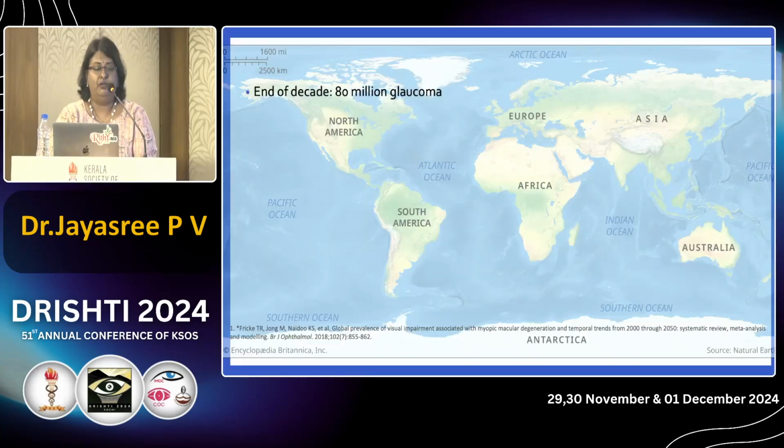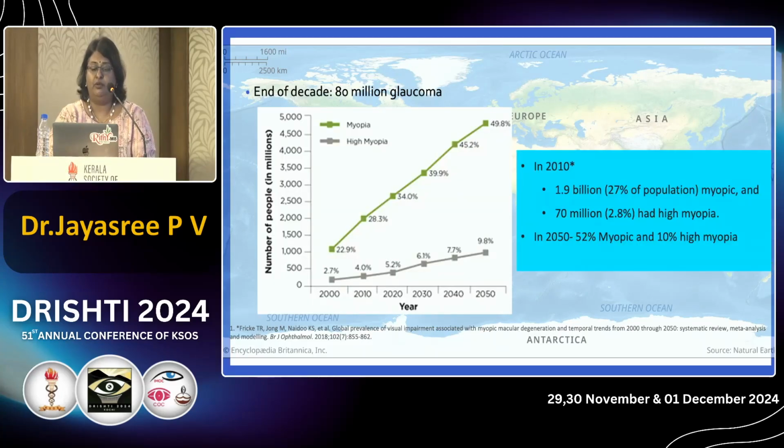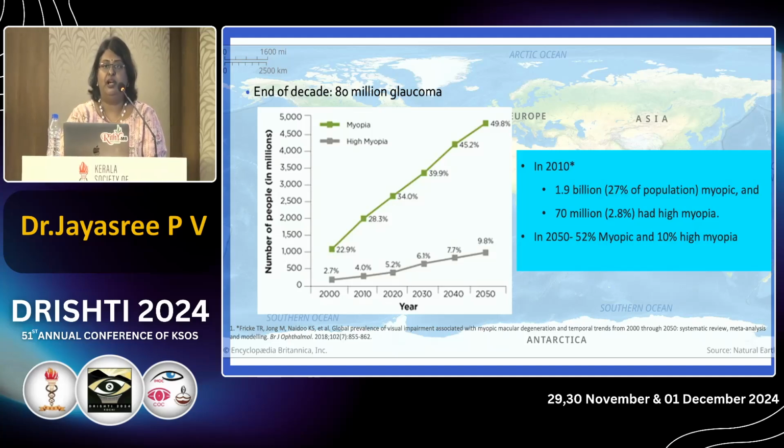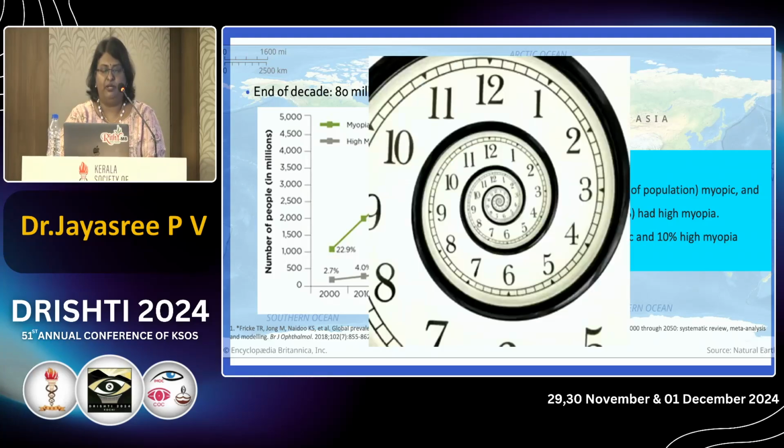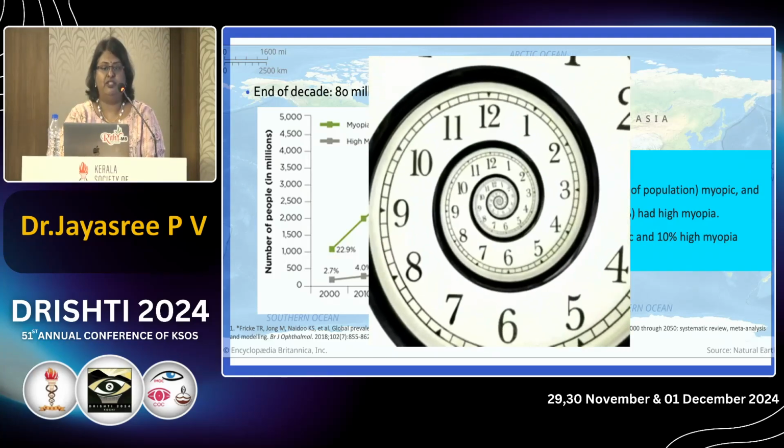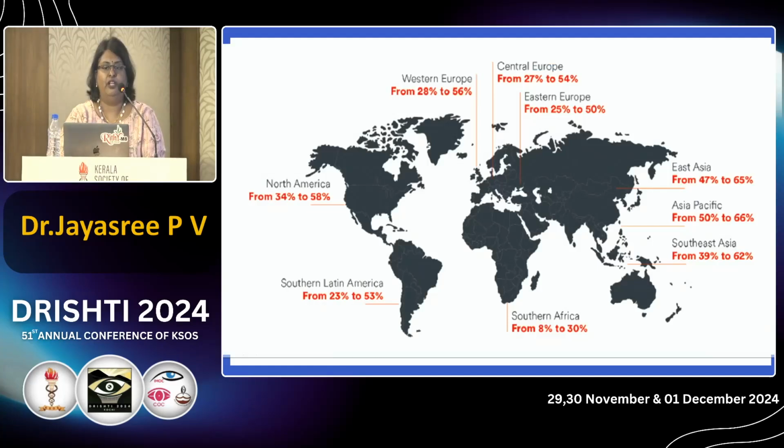But first, about the prevalence. By the end of the decade, you expect around 80 million people to suffer from glaucoma. And what about myopia? By 2050, around 50% of the population are bound to be myopic. And what about high myopia? That is patients having more than -6 diopter and axial length more than 26.5 millimeter, which is going to be 10% of the population.